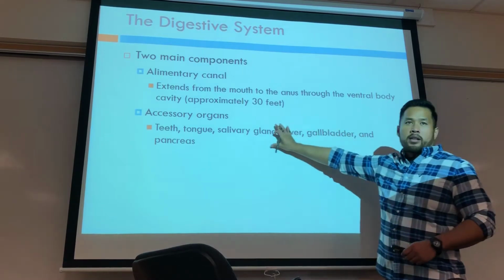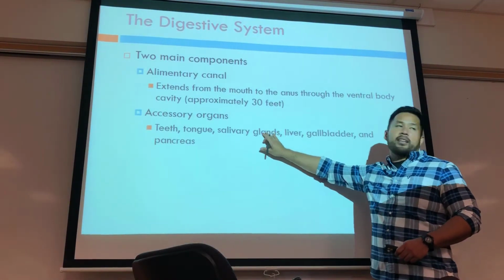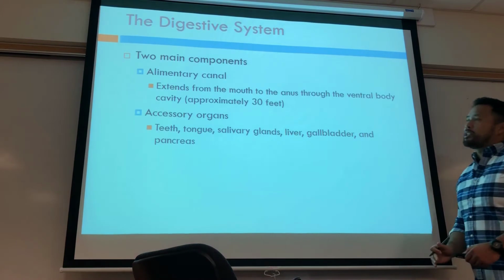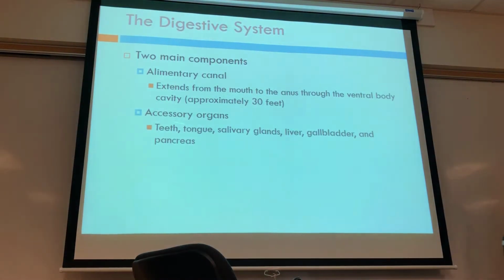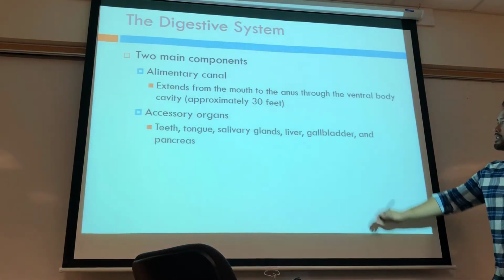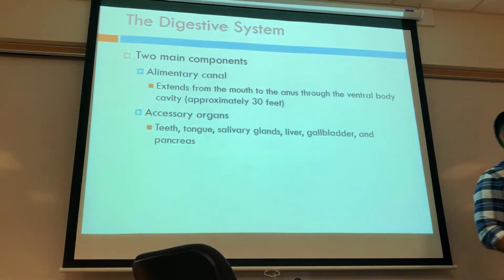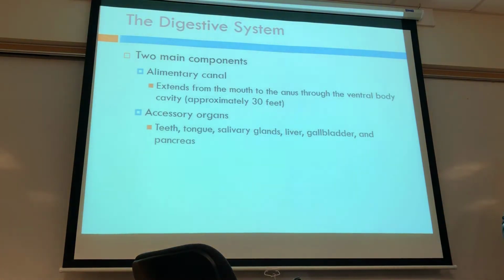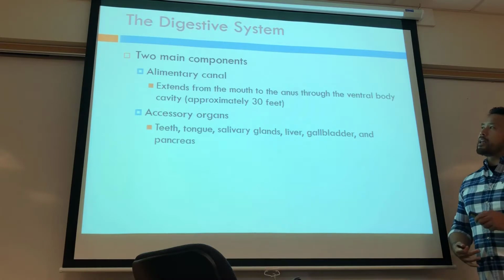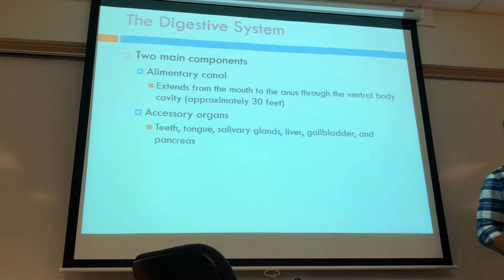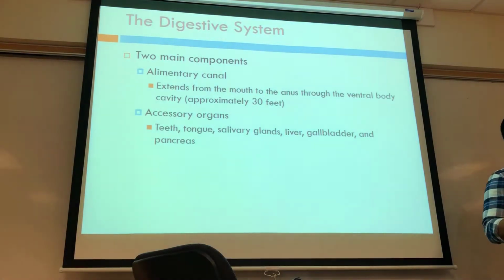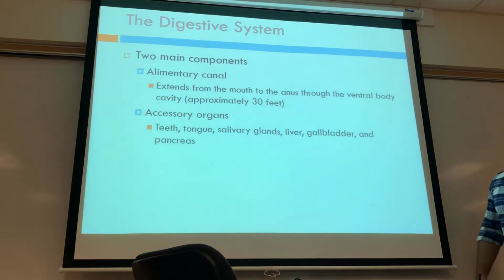The accessory organs, on the other hand, are organs that assist the alimentary canal. So these would be things like the teeth, the tongue, salivary glands, liver, gallbladder, and the pancreas. The easiest way of thinking about which one would be considered the alimentary canal versus the accessory organs is what food actually travels through. Food travels through the mouth, the esophagus, the stomach, the small intestine and large intestine. Those are all part of the canal, again, which is consistent with the external environment.